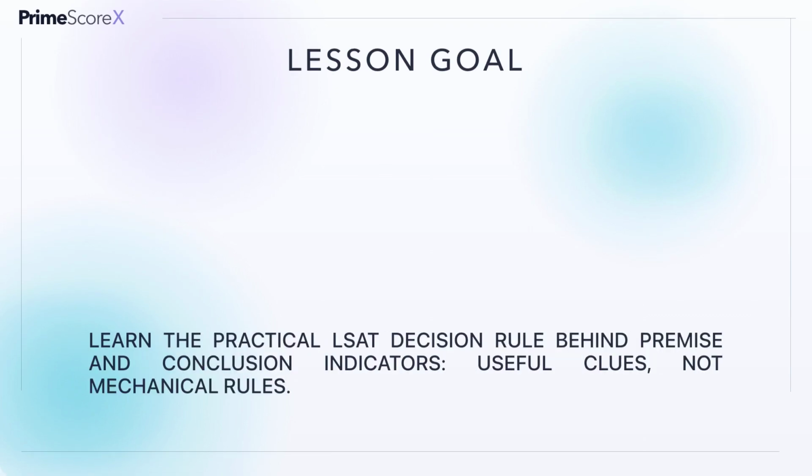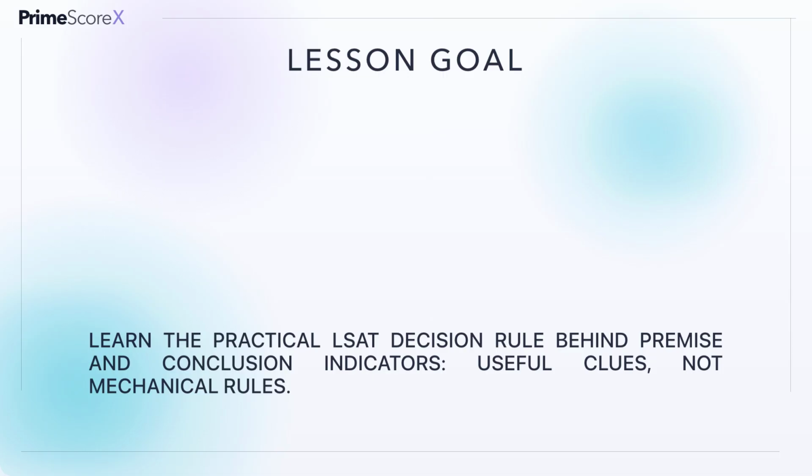In this lesson, we are working on premise and conclusion indicators, useful clues, not mechanical rules. This is part of our Foundations of LSAT reasoning sequence, where each video adds one reasoning tool you can reuse across many surface topics. Words such as because, since, therefore, and thus often signal logical roles, but indicator language is not decisive.